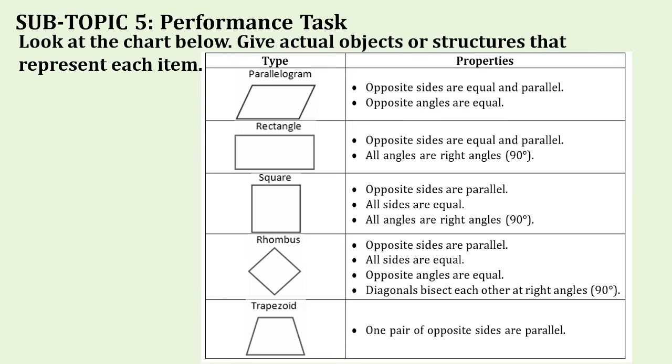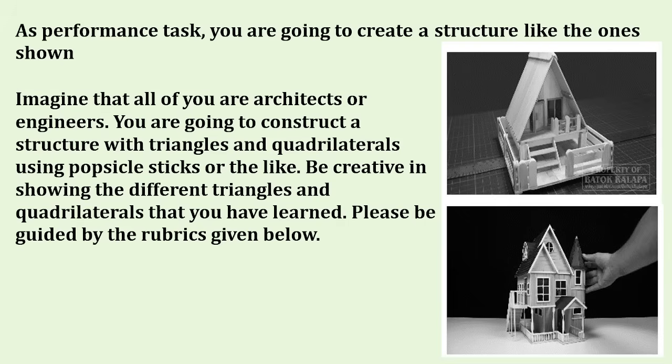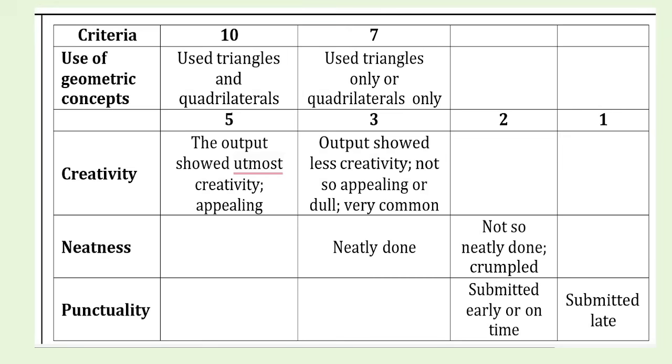Subtopic 5. Performance task. Look at the chart below. Give actual objects or structures that represent each item. As performance task, you are going to create a structure like the one shown. Imagine that all of you are architects or engineers. You are going to construct a structure with triangles and quadrilaterals using popsicle sticks or the like. Be creative in showing the different triangles and quadrilaterals that you have learned. Please be guided by the rubrics given below.